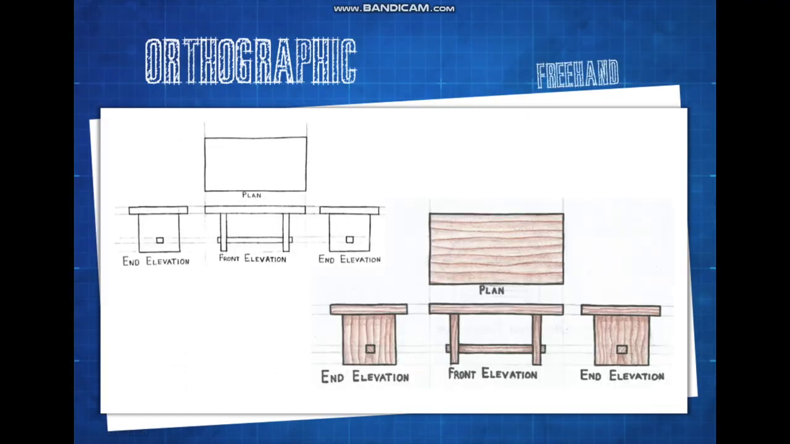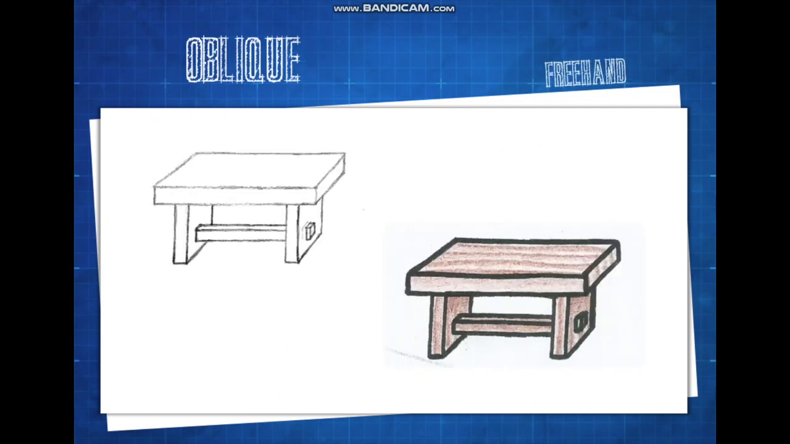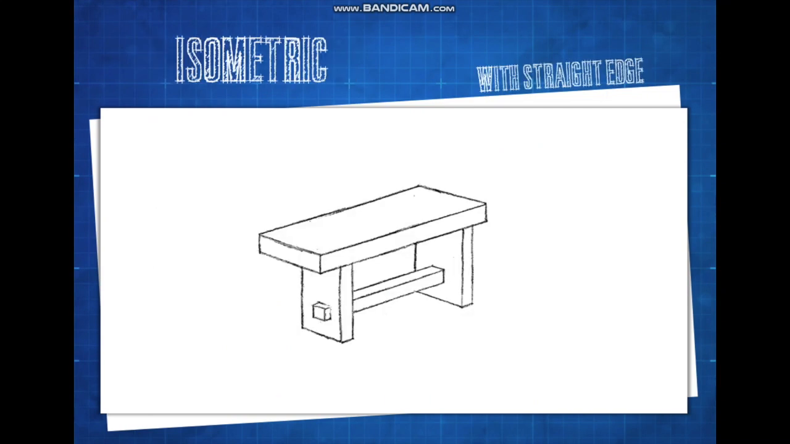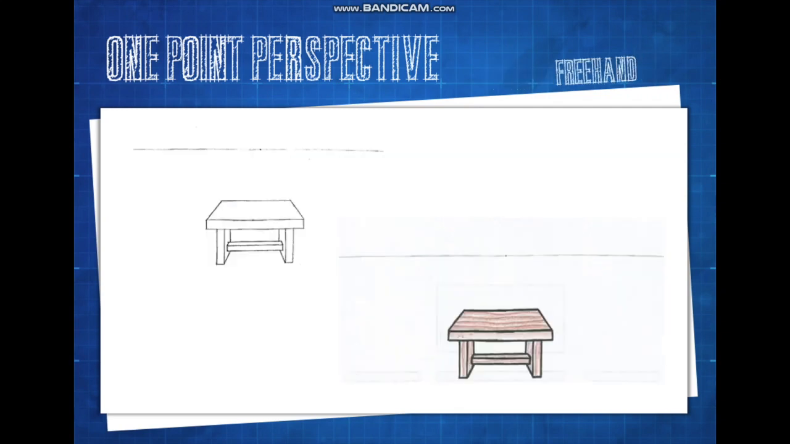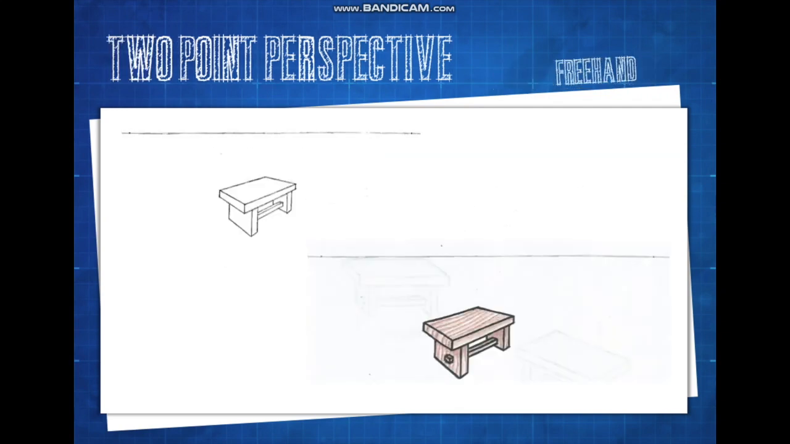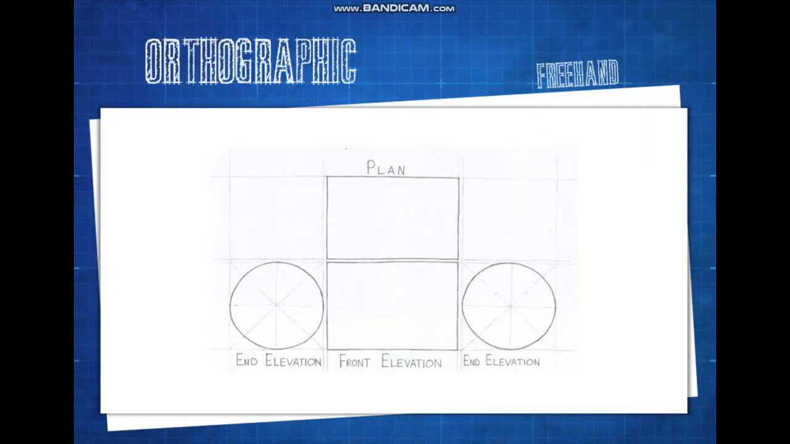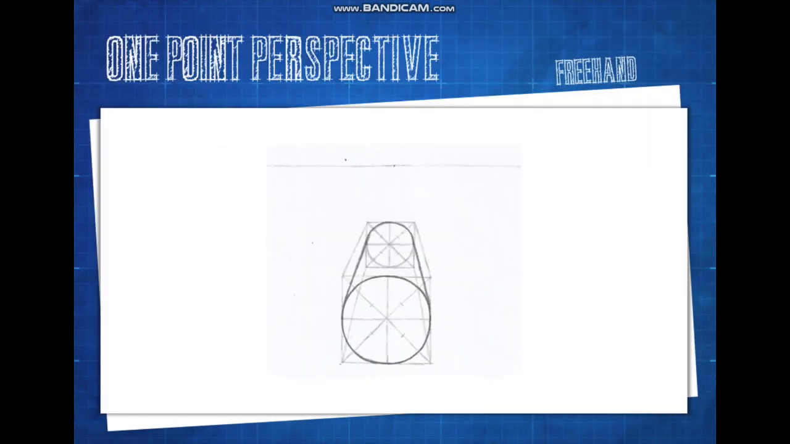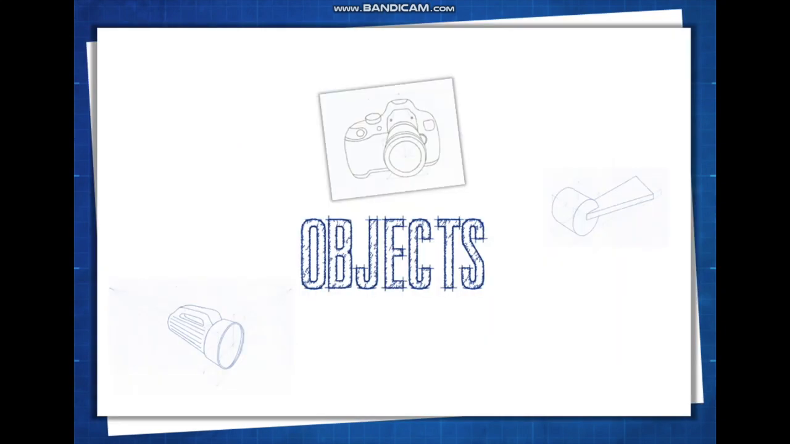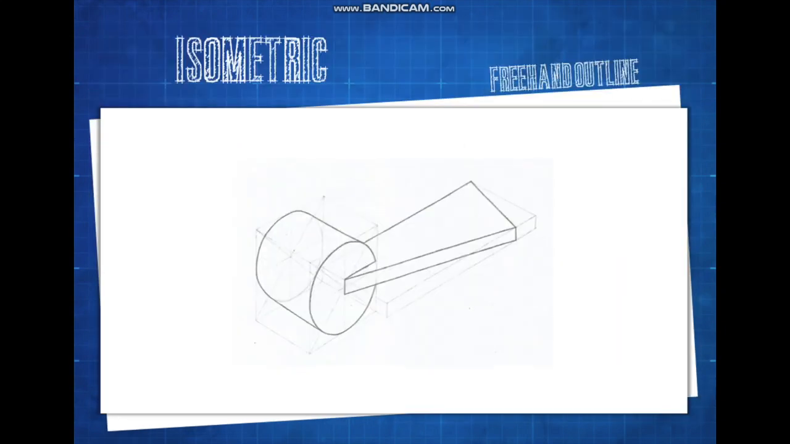You will also encounter sketching within the National 4, National 5 graphic communication course: 2D sketching, orthographic, as well as pictorial sketching, oblique, isometric, 1-point and 2-point perspective, and we'll also look at rendering these sketches. Here are a few examples of what you will encounter within the course.